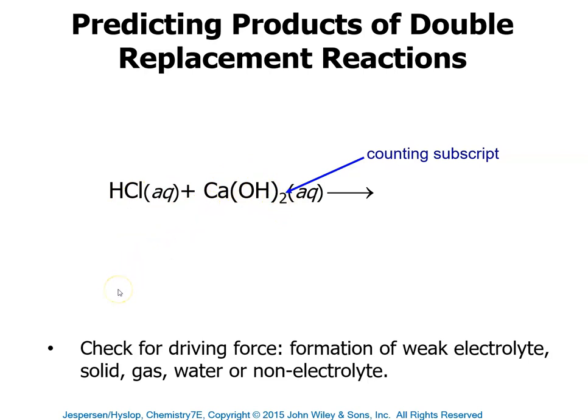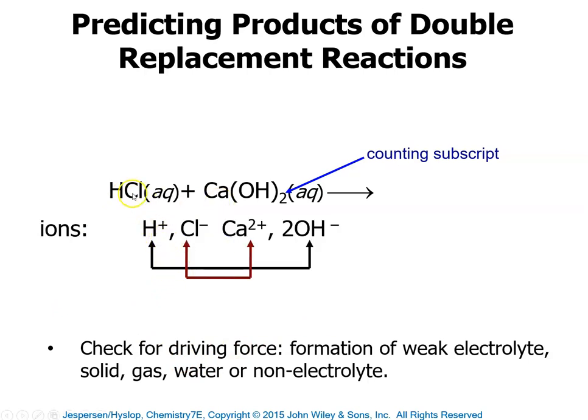We need to determine if there's going to be some type of driving force, or the formation of a weak electrolyte, non-electrolyte, gas, or solid, or water formed. So here, let's look at this example. We're going to break these down into their various ions. So we have H+, Cl-, Ca2+. Remember, we do the anti-crisscross rule. So the calcium 2+, so that we have a balance of the charges, and 2 hydroxide ions. So now we're going to swap these out.